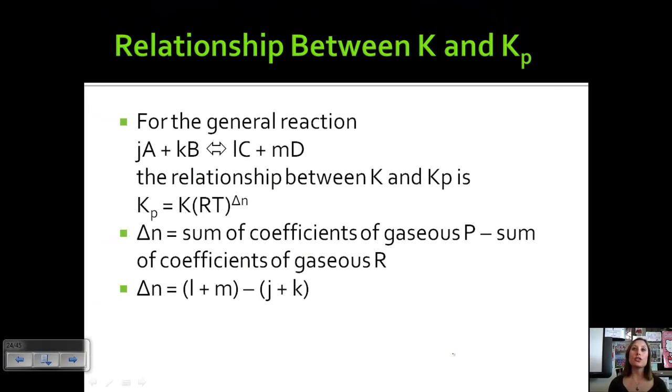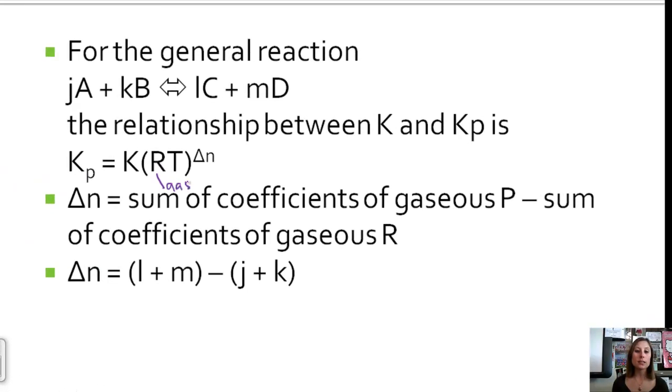Okay, so let's look at the relationship between the equilibrium constant and Kp. For the general reaction, the relationship between K and Kp is that Kp equals K times the gas constant times temperature to the power of change in n. Delta n represents the sum of the coefficients of the gaseous products minus the sum of the coefficients of the reactants. So if we put that into an expression, it's l plus m, coming from l and m up here, minus the sum of j and k.